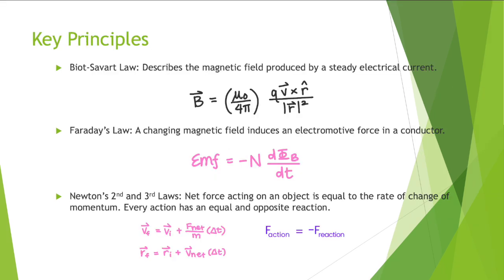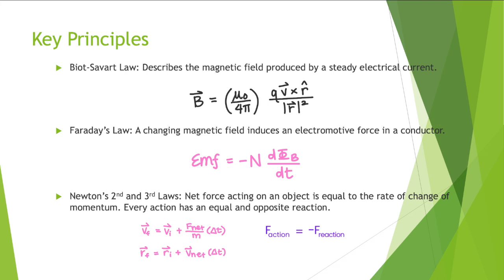Here are the key principles we will be using today. The Biot-Savart law describes the magnetic field produced by a steady electrical current. It is mu naught over 4 pi times qv cross r hat divided by r squared. Faraday's law states that a changing magnetic field induces a voltage in a conductor. The equation is EMF equals negative N, which is the number of rings, times the time derivative of magnetic flux. The minus sign comes from Lenz's law.